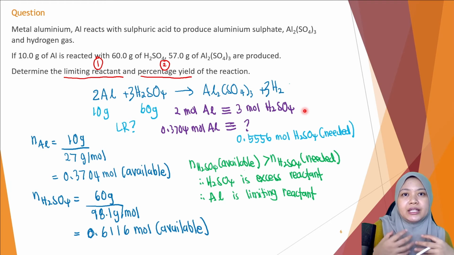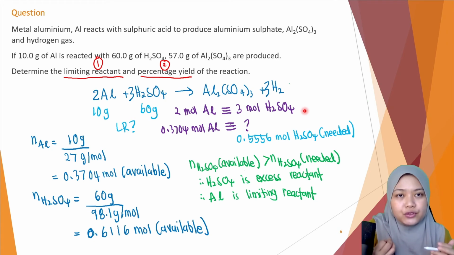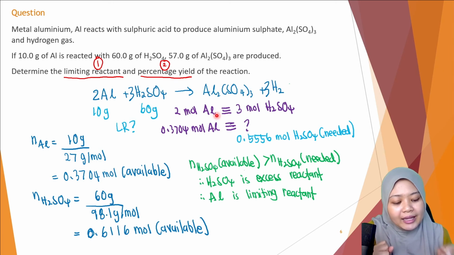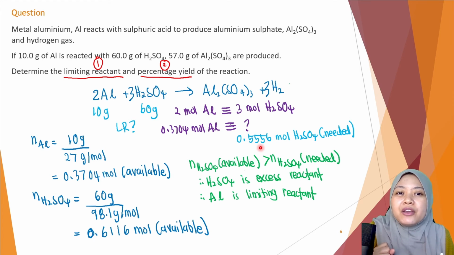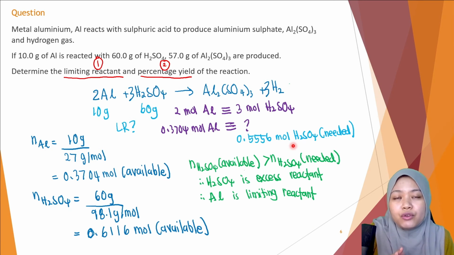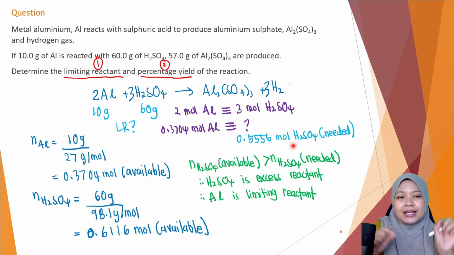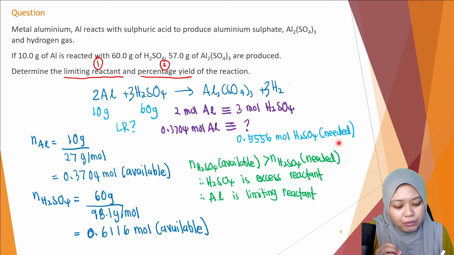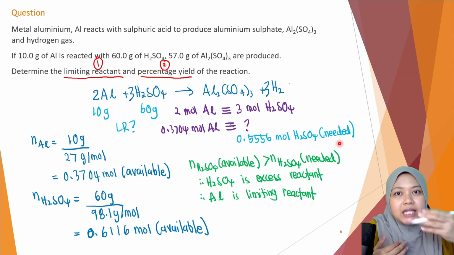So I want to find the needed for H2SO4. So what I have to do is I take the mole aluminium yang available, I'm comparing stoichiometrically, then I will get the mole for H2SO4, which is 0.5556 mole, and that new mole of H2SO4 adalah mole that we assign as mole needed, mole yang sebenarnya diperlukan. Then you will have two different mole of H2SO4, available yang ada and needed yang diperlukan.